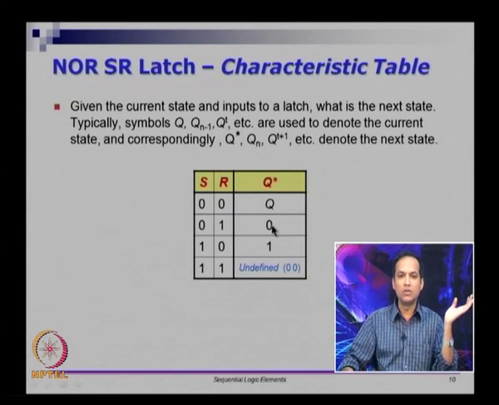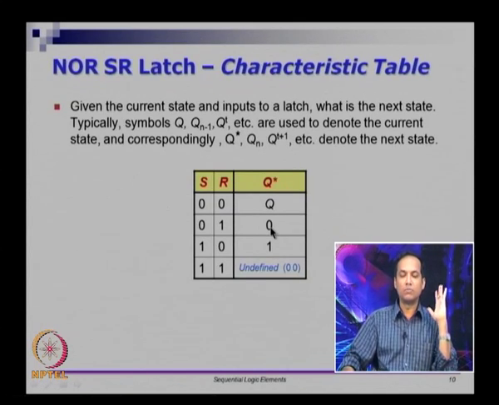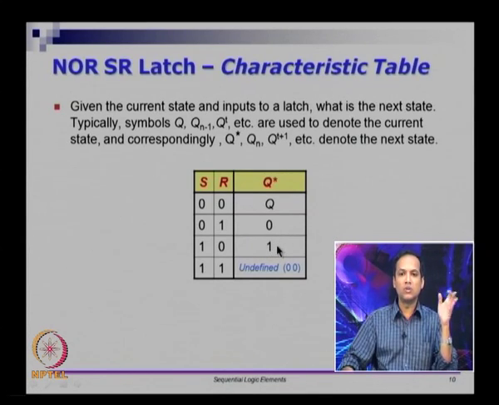Now if R is 1 and S is 0, Q star, or the next value, will always be 0 no matter what the current value of Q is. Similarly, if S is 1 and R is 0, the output Q will always be 1 no matter what the previous value is. So if the current value is 0, it will still go to 1. If the current value is 1, it will remain at 1. So that is the meaning of SR being 1 and 0.